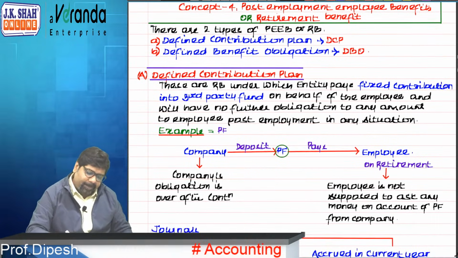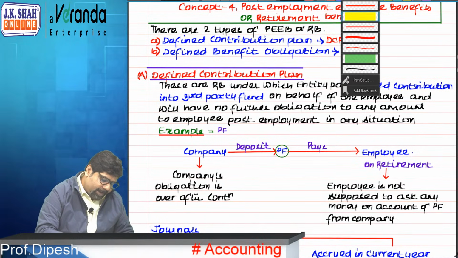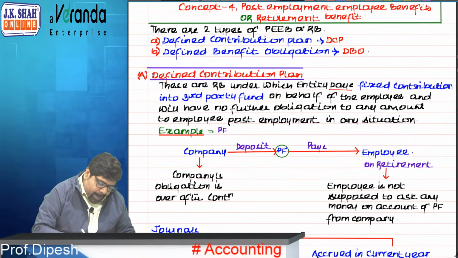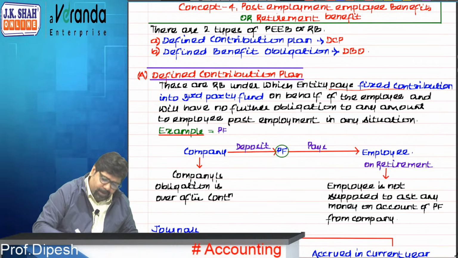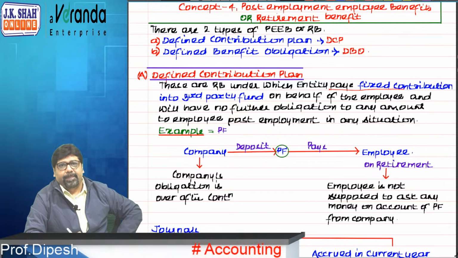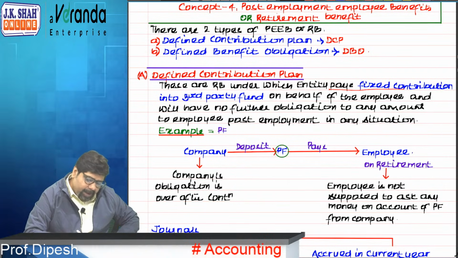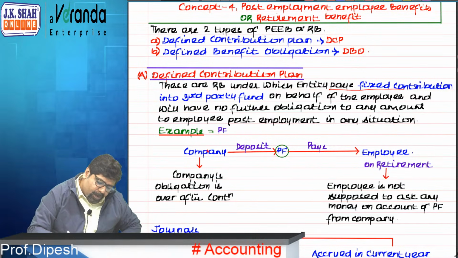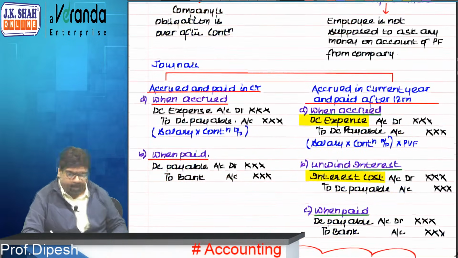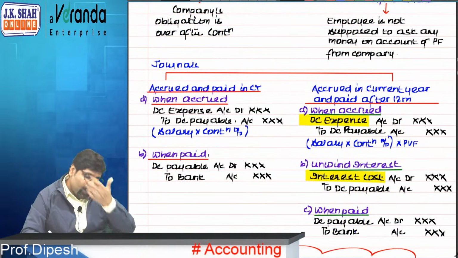These are retirement benefits under which the entity pays a fixed contribution into a third party fund on behalf of the employee and will have no further obligation for any amounts to the employee post employment in any situation. Example, provident fund. That means the company will go on depositing to PF and PF will pay the employee on retirement. Correct? What is the journal entry?